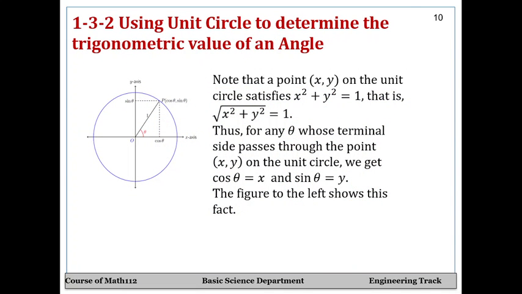Now, another way of determining the trigonometric value of an angle is to use the unit circle. In the unit circle, the radius is 1. Assume this is 1. The radius is 1, so here it's 1. If you take this one here, it will be 1.